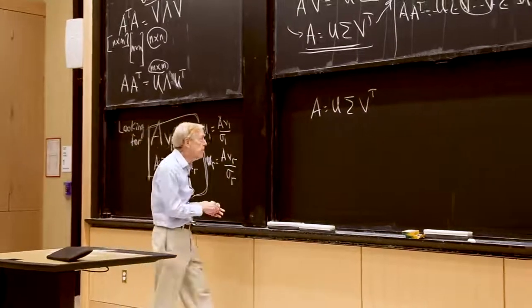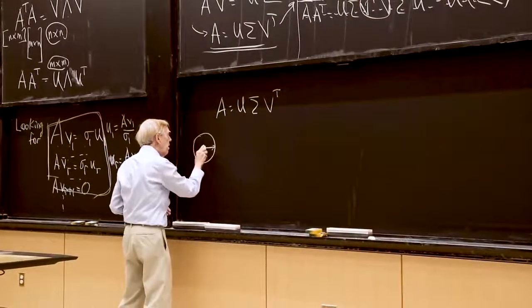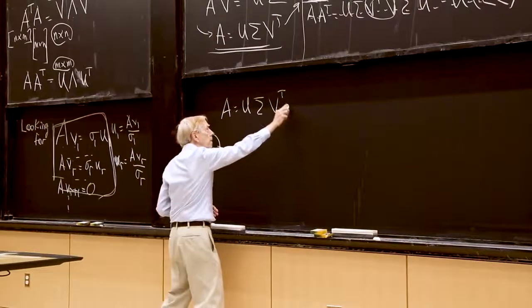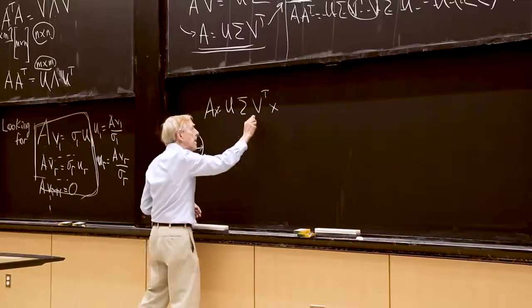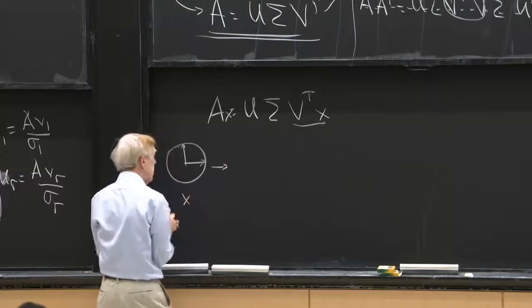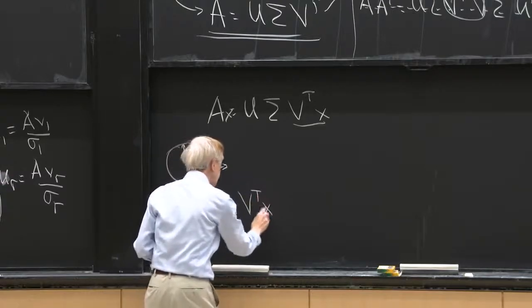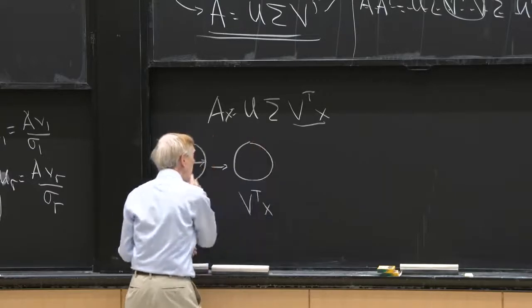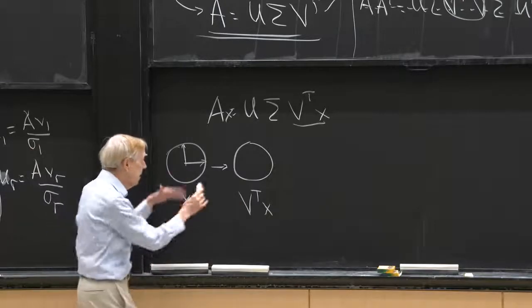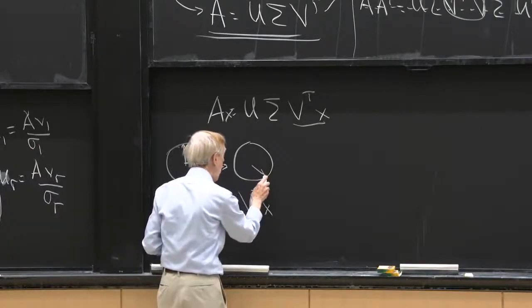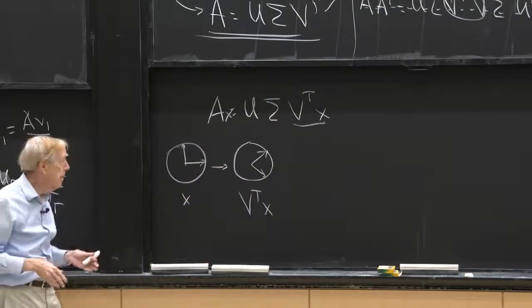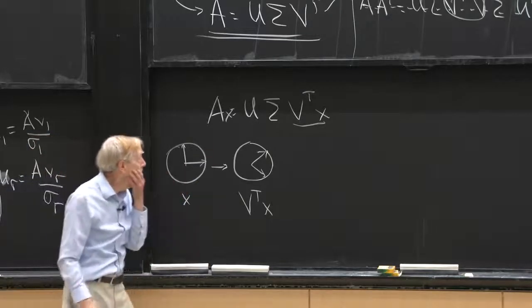So now I'm just going to draw the picture. So here's unit vectors. And the first thing, if I multiply by x, this is the first thing that happens. So that rotates. Here's x's. Then V transpose x's, that's still a circle. Length didn't change for those when I multiply by an orthogonal matrix, but the vectors turned. It's a rotation. Could be a reflection, but let's keep it as a rotation. Now, what does sigma do?